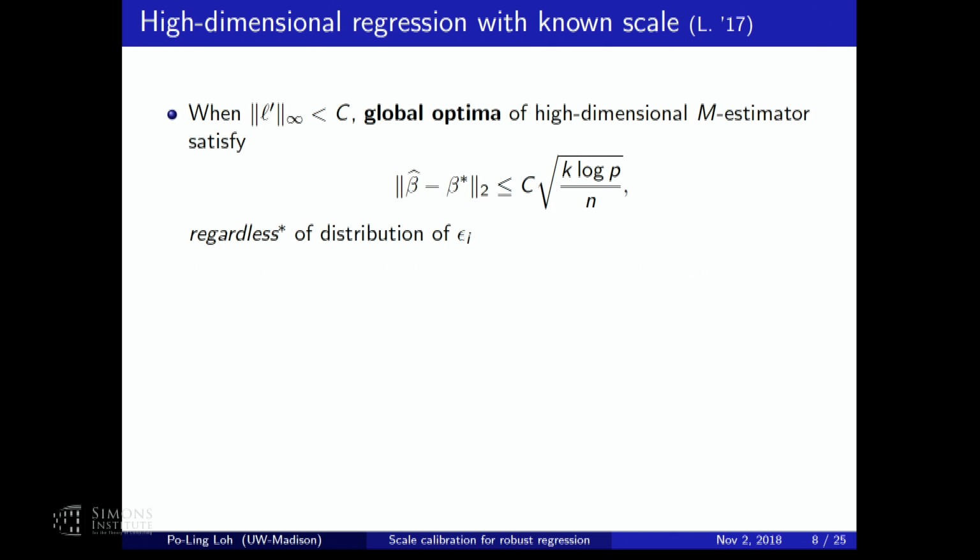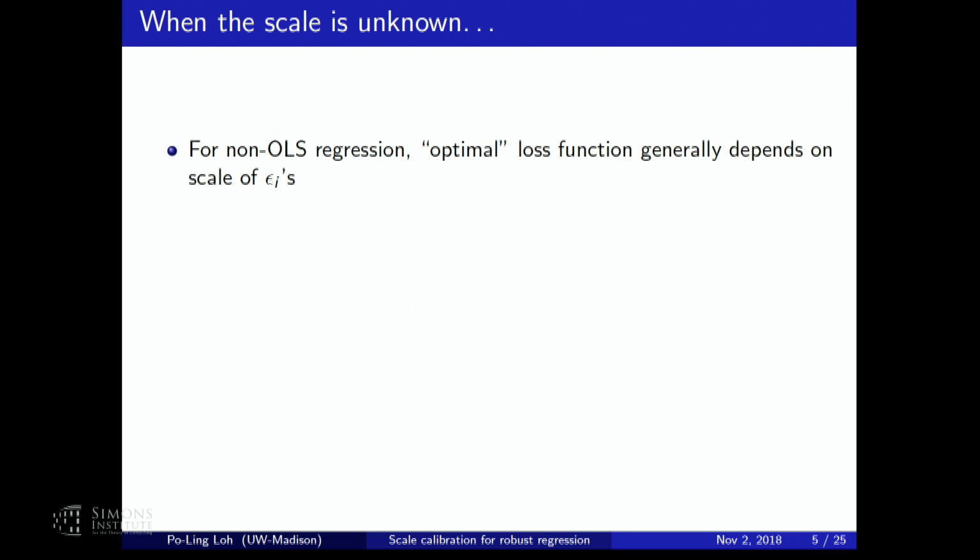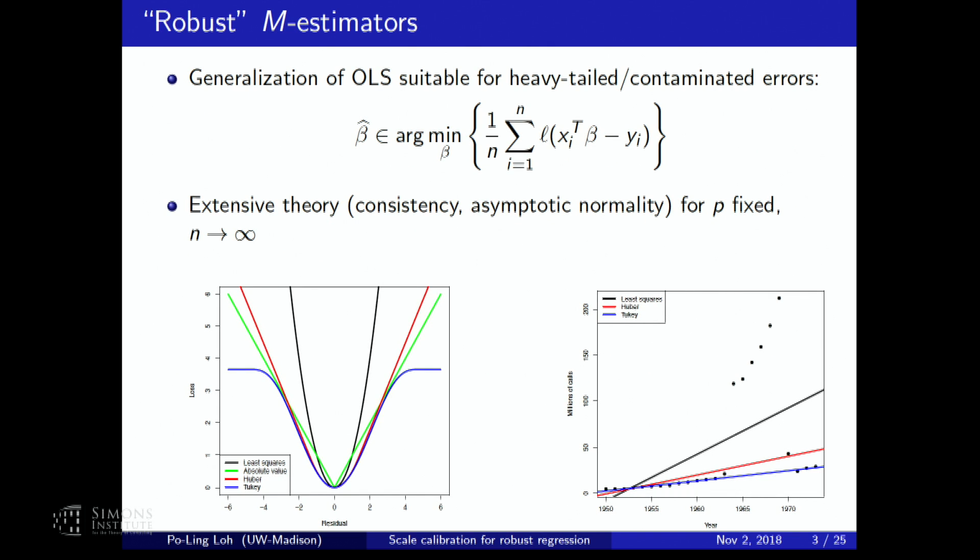So let me flip back to an earlier picture. What these conditions mean is that I still need some sort of curvature of the loss function. The saving grace, if you look at this picture and compare the red curve and the blue curve to, for instance, the green curve, is that the green curve is an absolute value and that has no curvature at the origin.